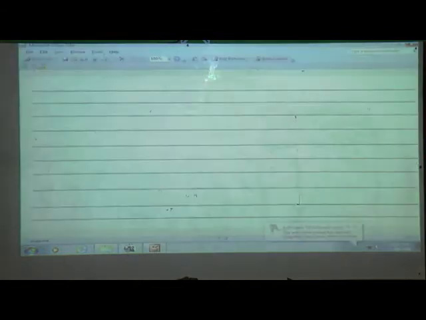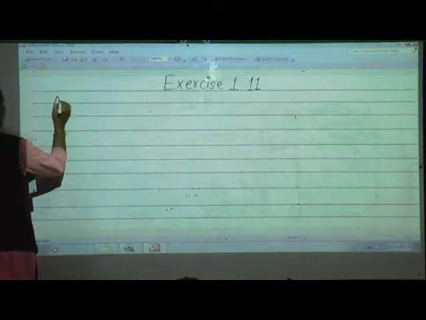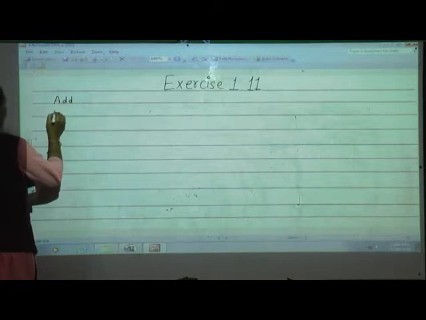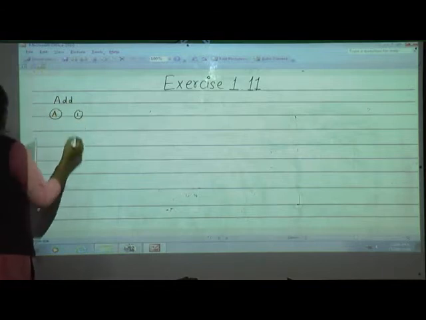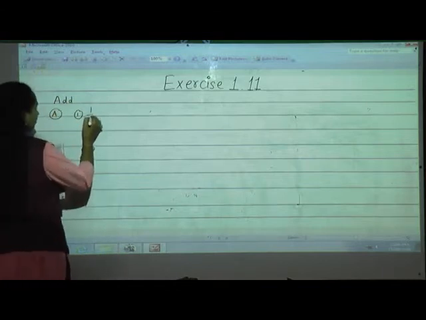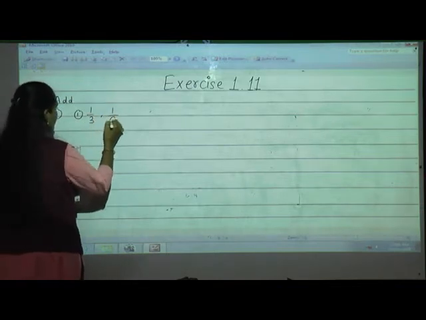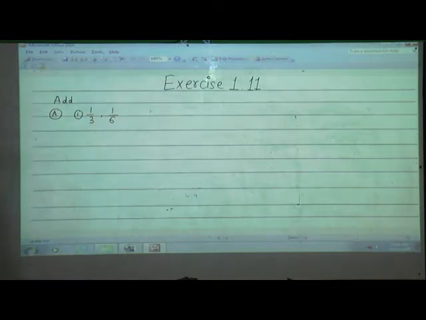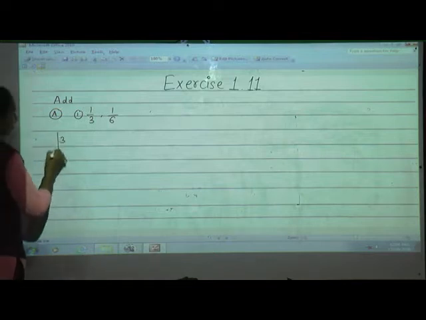Now we will start solving our exercise 1.11. The question is add. In that A, the first one, 1 upon 3 comma 1 upon 6. Now see, in this case the denominators are different. So when the denominators are different, we need to find out the LCM first, isn't it? So first we will find out the LCM of 3.